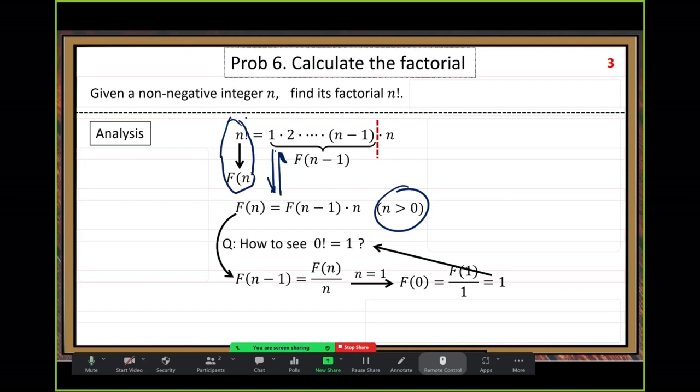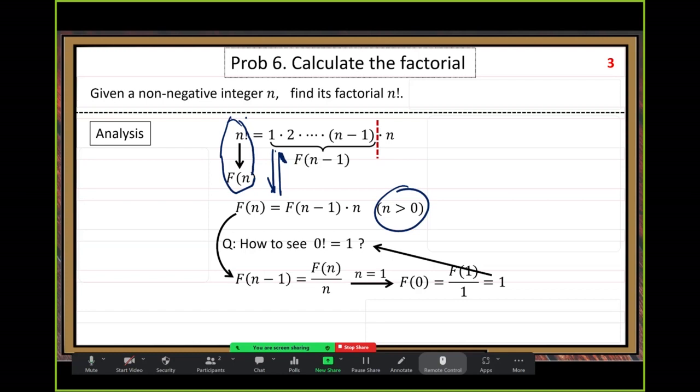The compatibility comes from this recurrence relation, recurrence formula. Compatibility. So it's not wrong. That's the reason our assumption is correct.